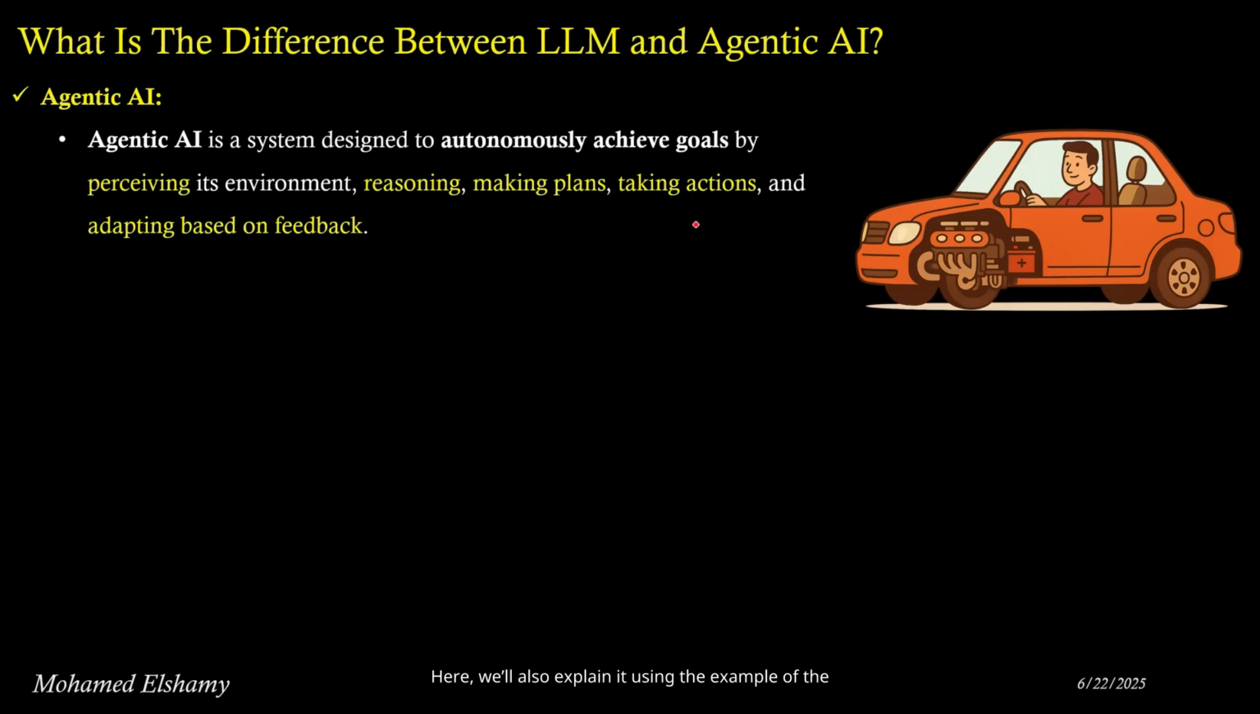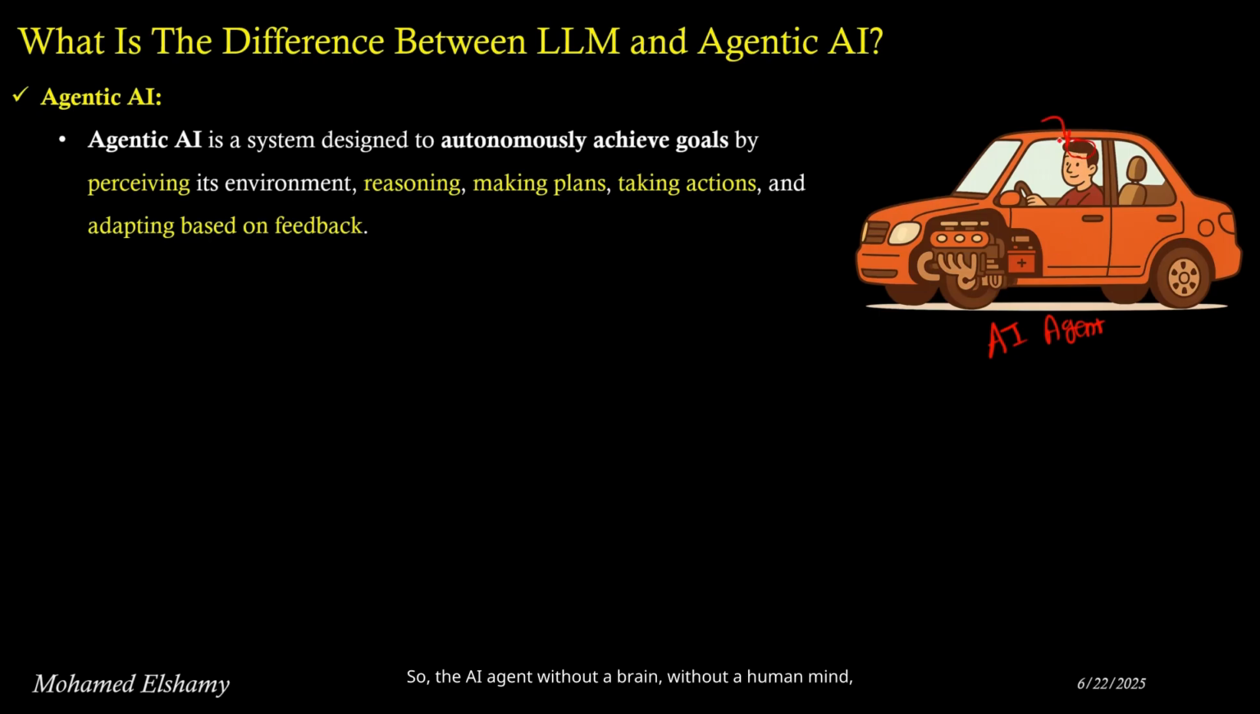Here, we'll also explain it using the example of the car you see here. Let's assume that the AI agent is the person, or rather the car, along with the person inside it. That is, the whole car, together with the person sitting in it, is called the AI agent. Now, if the person sitting in the car in front of you has no mind, let's say he's insane, would he be able to drive it? Of course not. He wouldn't be able to drive it.